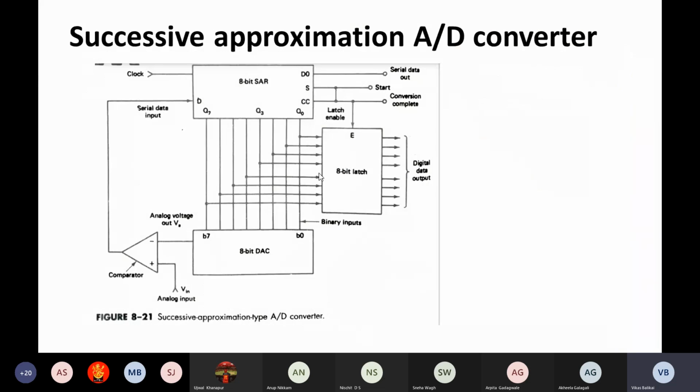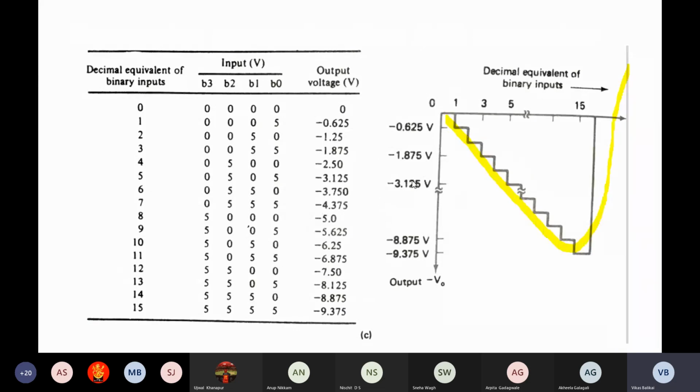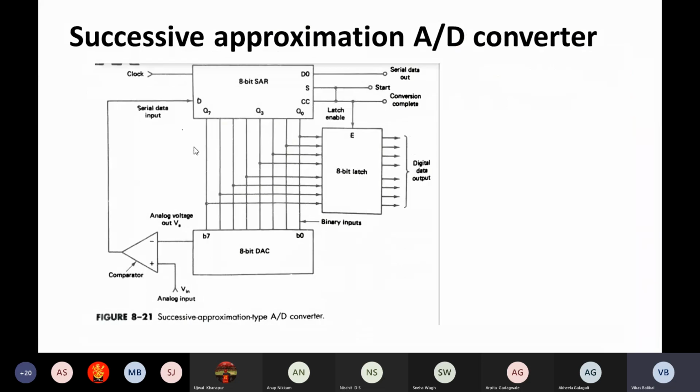So this is all about your D to A converter, that is digital to analog converter. So there is one analog to digital converter which we are supposed to understand, that is your successive approximation register. So we'll try to discuss this successive approximation register in the next class, because it itself is a very complicated circuit to explain. It will not be possible to complete within this short amount of time.